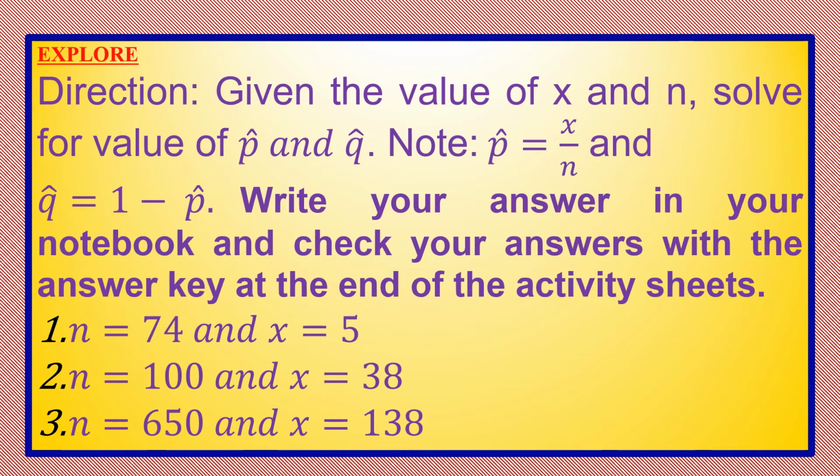For the explorer, you are given the value of x and n. Solve the value for p hat and q hat. Note that p hat is equal to x over n and q hat is 1 minus p hat. Write your answer in your notebook and check your answer with the answer key at the end of the activity sheets.